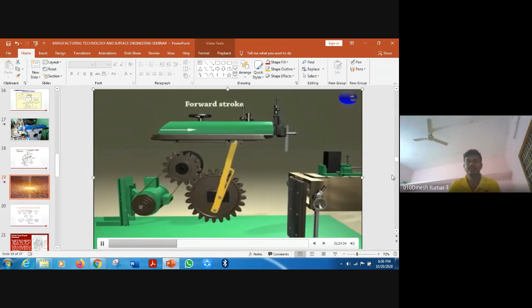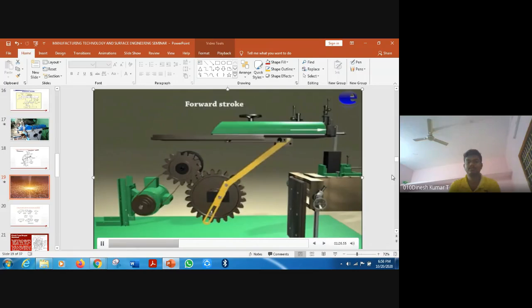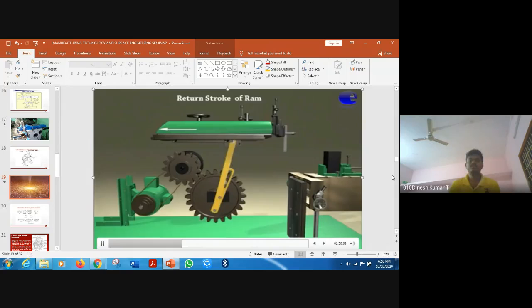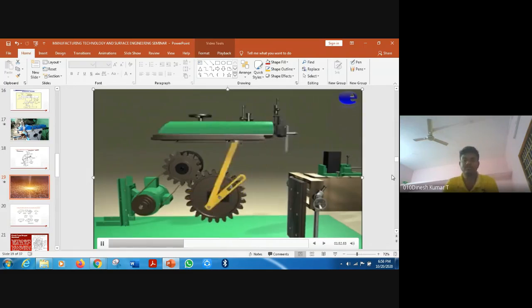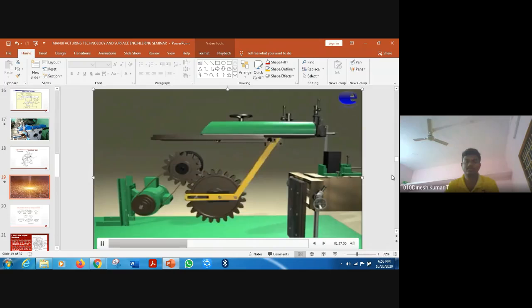Forward stroke, return stroke of ram. The sliding block slides on the slot provided on the crank plate. This crank plate is pivoted at the point eccentrically. The connecting rod connects the crank pin with the ram.